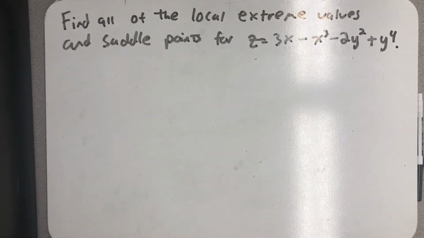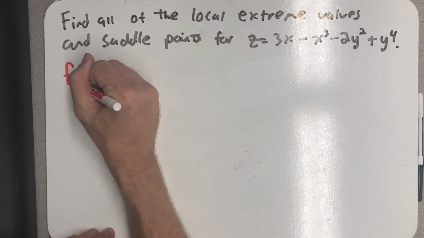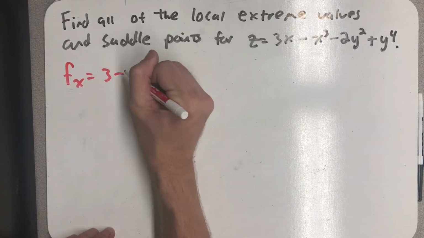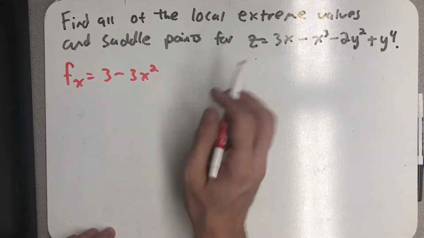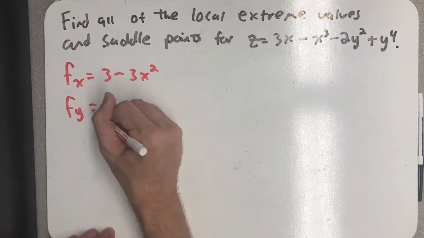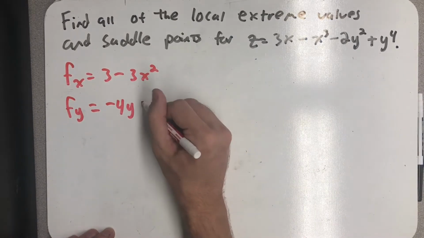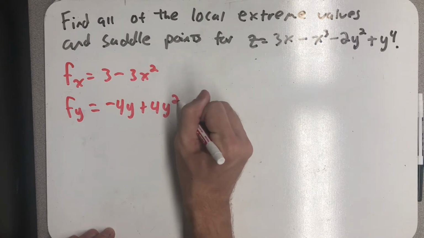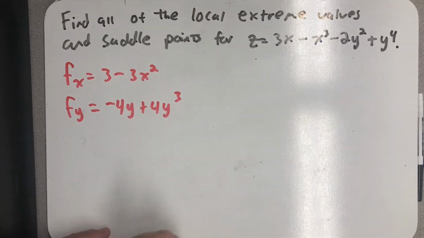So I know I might need to find all the first partials and all the second order partials. My first partial with respect to x, I just differentiate everything with respect to x and I get 3 minus 3x squared. My first partial with respect to y is minus 4y plus 4y cubed. That's important. Now I need to set both of these equations equal to 0.